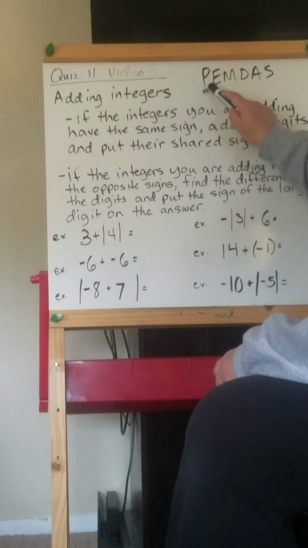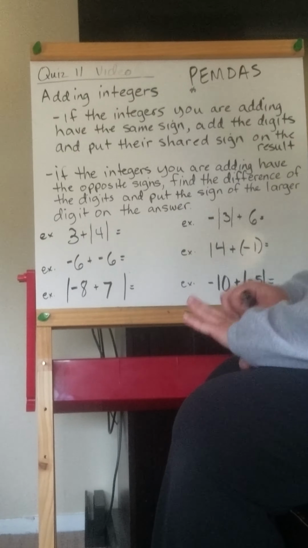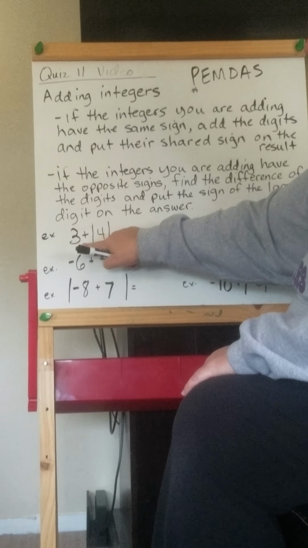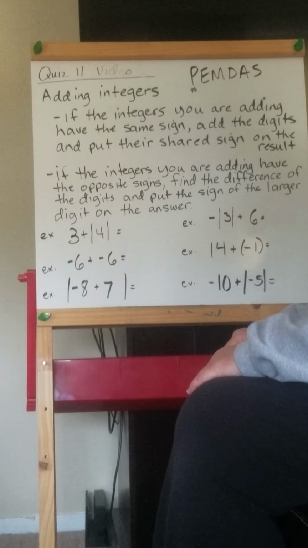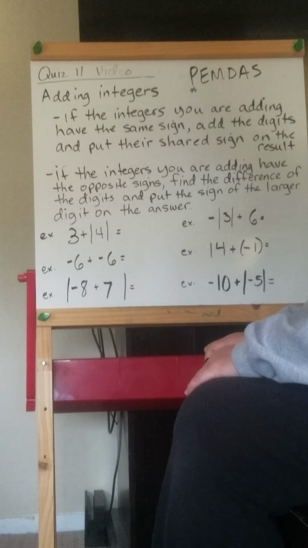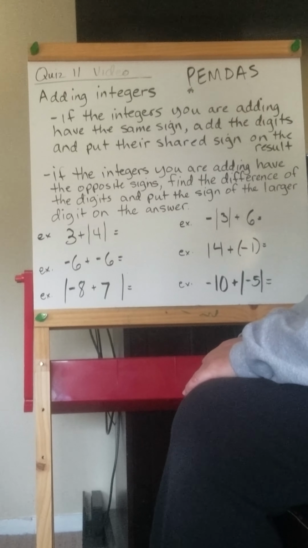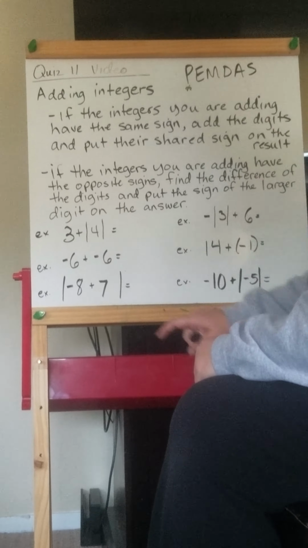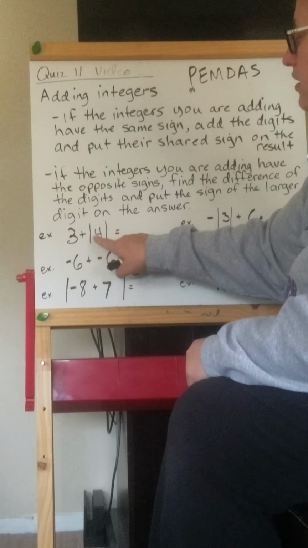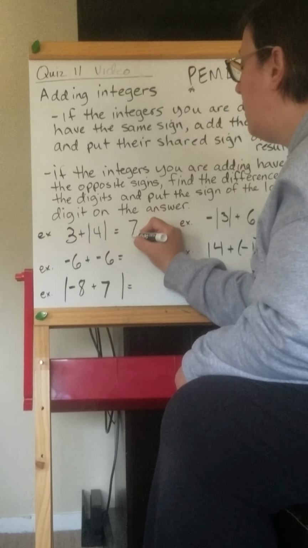All right, so our first example, we have 3 plus the absolute value of 4. Before you do any of this adding, you have to figure out what the absolute value of 4 is. Well, we said that absolute value is the distance to 0. So how many spaces away from 0 is the number 4? It's 4 spaces away from 0. So 3 plus 4, our answer is 7.